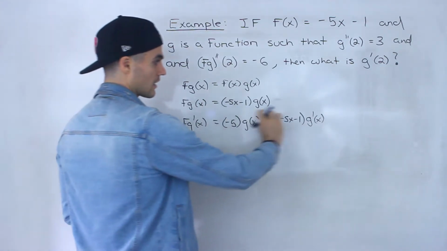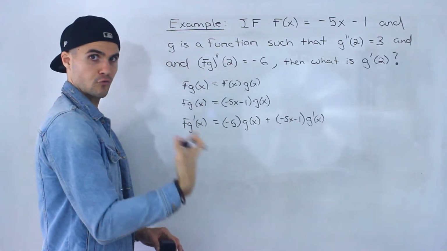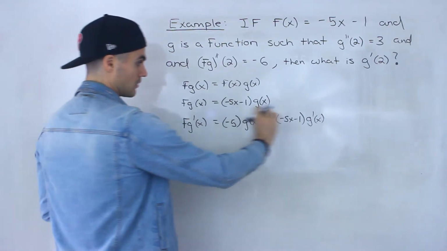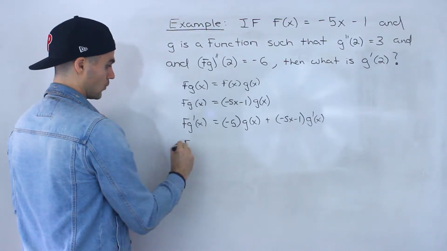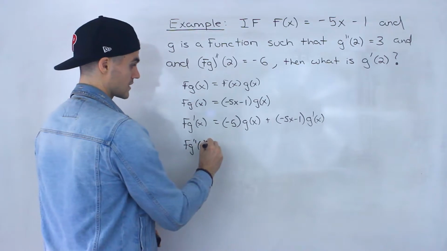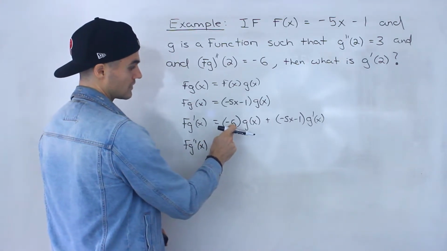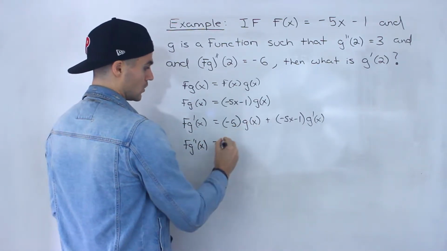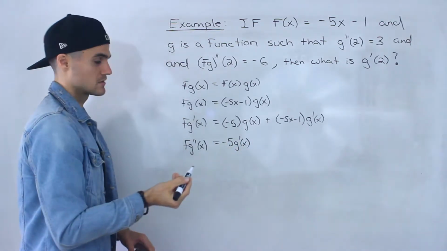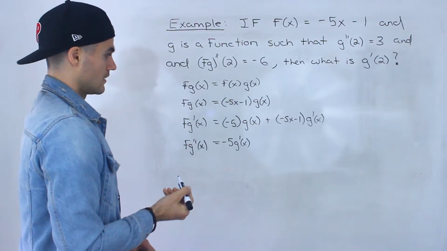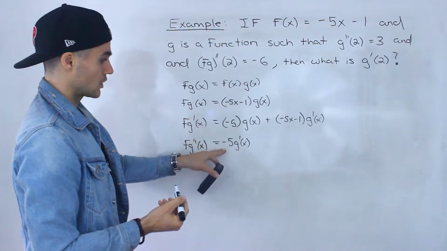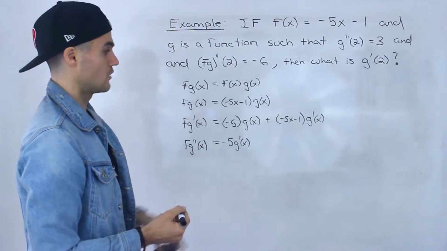Right? So this here is the expression for the first derivative of this function. Now from here what we can do is we can find what the second derivative is going to be, get an expression for the second derivative. So notice the second derivative of negative 5 times g of x would just be negative 5 g prime x, like that. Right? You got a constant in front of a function, so the derivative is just going to be the constant times the derivative of that function.